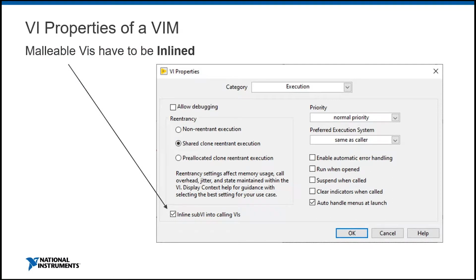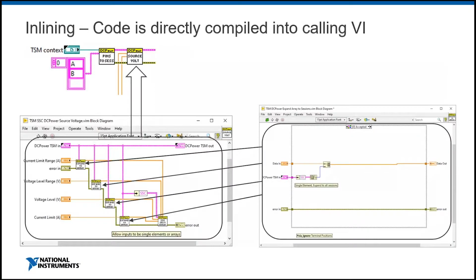This comes into a discussion of why you choose reentrancy settings, and you have to be very intentional with what reentrancy settings you choose. Malleable VIs have to be inlined by definition. So let's talk about inlining. When you inline a VI, you're making it as if it wasn't a sub-VI at all. That code is just copied straight to the calling diagram, and it's compiled inline. So there's no sub-VI call, there's no connector pane, there's no nothing. It's just sitting right there.